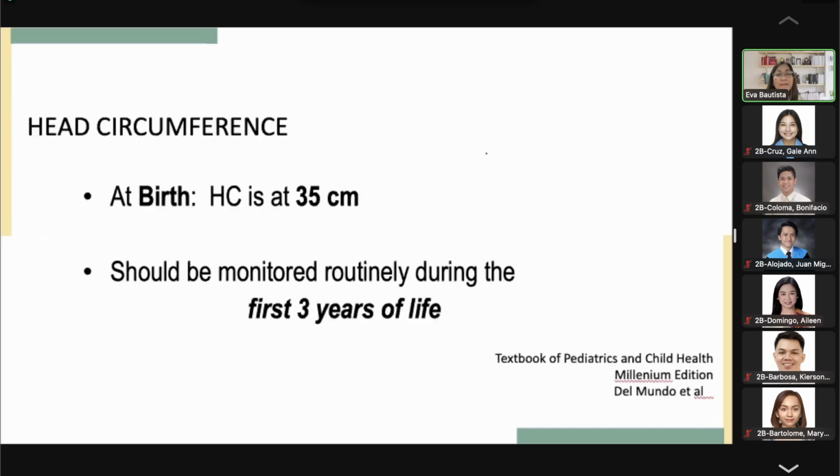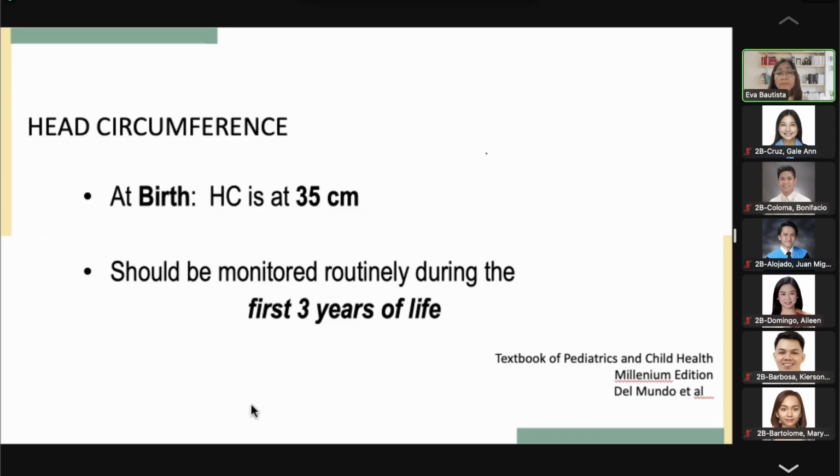Now we go to the head circumference. So the average head circumference at birth is 35 centimeters, although it may range between 32 to 37. And this should be routinely measured during the first 3 years of life. So sa pediatrics, automatic yon. You get the weight, you get the height or length, then you get the head circumference during the first 3 years of life, okay? So this is the third measure of growth, okay?